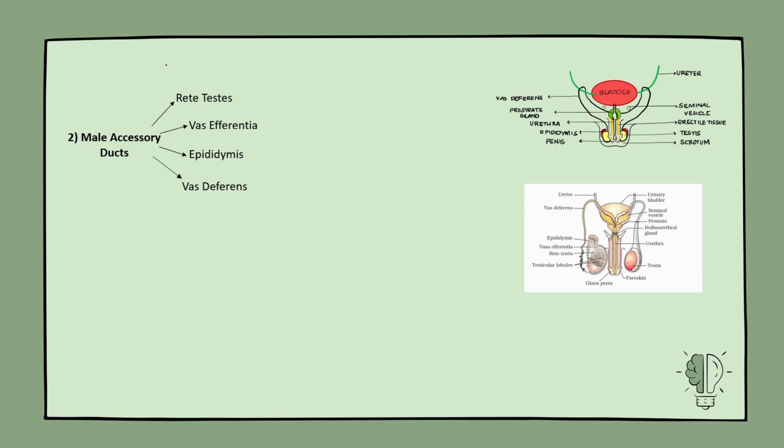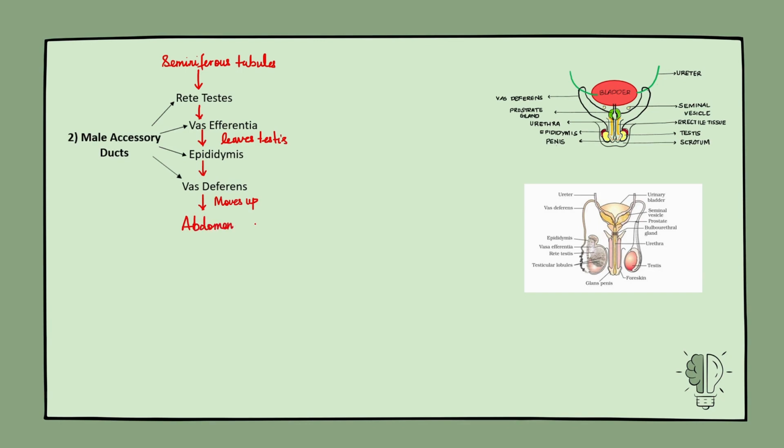All right. So, we've learned that the seminiferous tubules, which lie within the testis, first open into the rete testis. The rete testis then opens into the vas efferentia, and the vas efferentia leaves the testis to enter the epididymis. The epididymis is the posterior region of the testis. As you can see here, it is the posterior region of the testis.